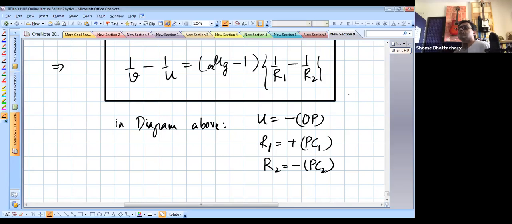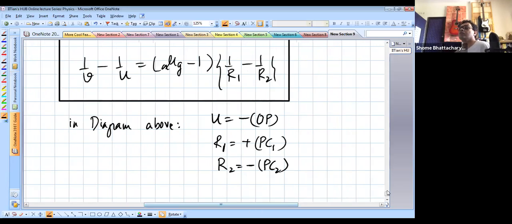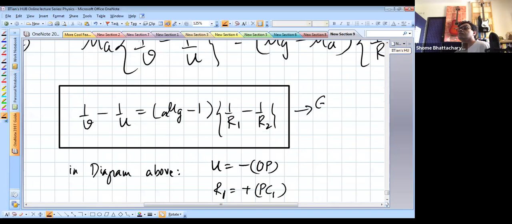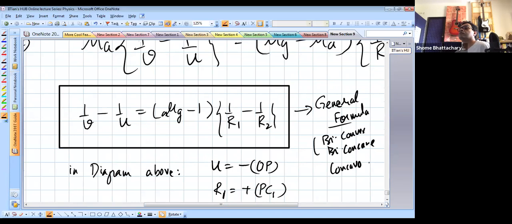So this formula is actually applicable for all the cases. This is the general formula. So it will work for all cases: biconvex, biconcave, concavo-convex, everything works, as long as we substitute with the proper sign convention.